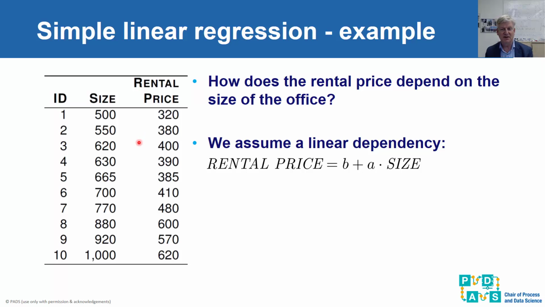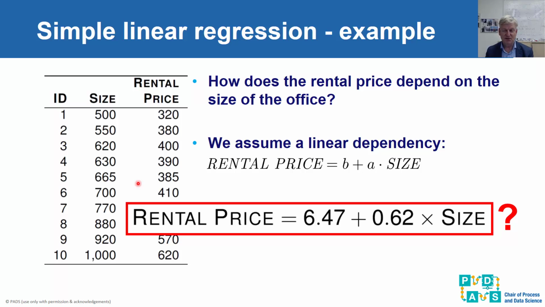And now we want to find a linear function expressing rental price in terms of size. So the function will have the format that we see here. Rental price is equal to B plus A times the size, where B is a constant and A is multiplied with the descriptive variable that we have.